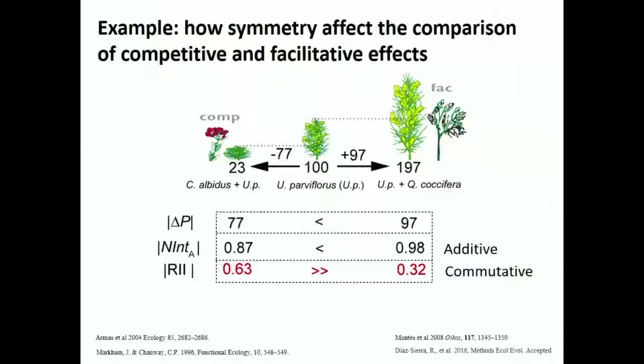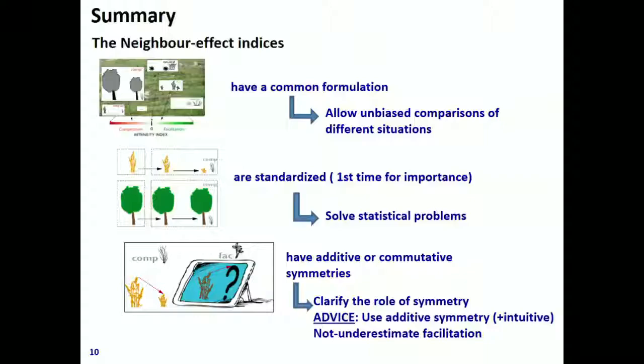Okay, so as final conclusions, this new neighbor effect indices family produces four indices that have a common formulation. So we can have all of the indices together and compare them without expecting any problem coming from the definition itself. There are no biased, spurious effects coming from the definition of the index. So that's quite useful, we hope.